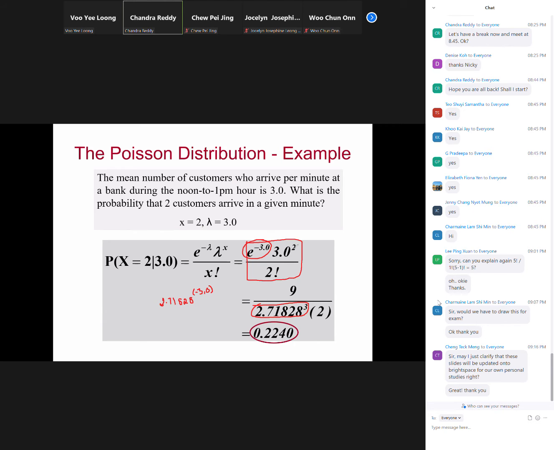So you can write 3 square, as we know, is 9. So 9 over. So you are taking down exponential power -3.0, and it becomes exponential power 3 positive. So this you can easily calculate using your calculator. So 2 factorial is 2. So once you do this, then you get the probability of 2 customers arriving every minute during 12 noon to 1 p.m. Is that clear, guys? Any questions?